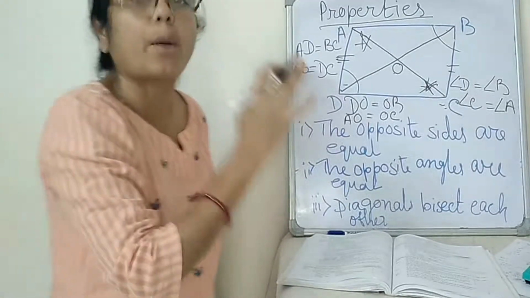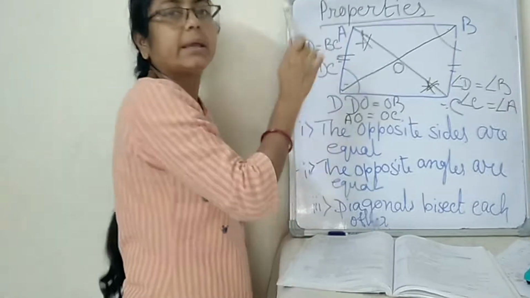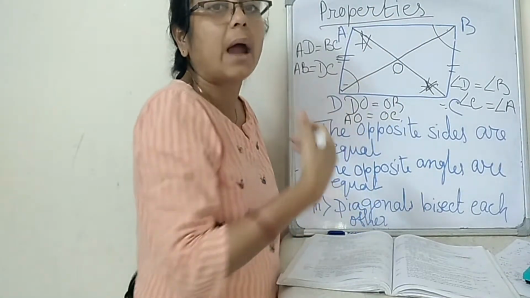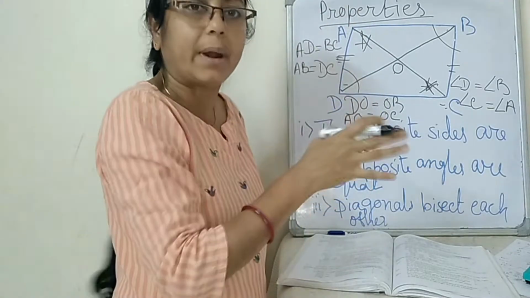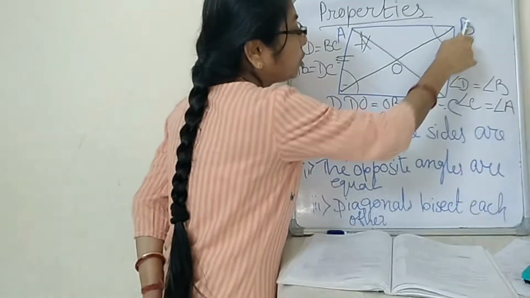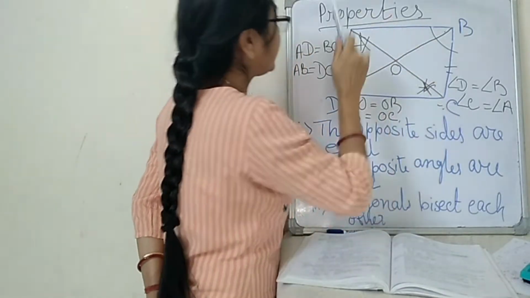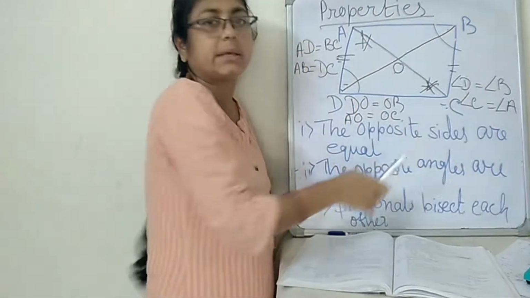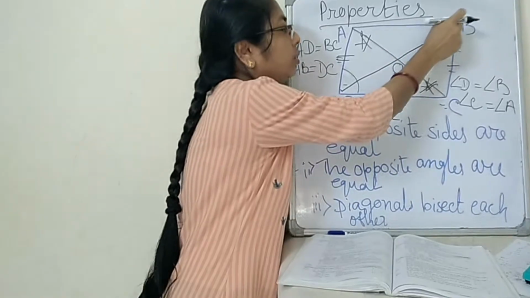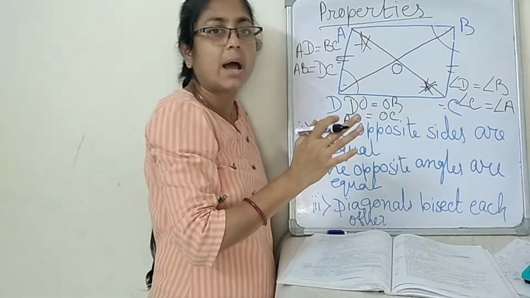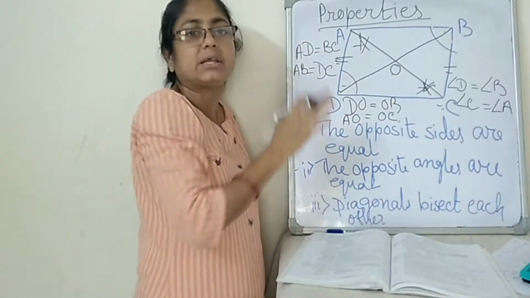I repeat all the properties one more time. ABCD is a parallelogram. According to the parallelogram, what you know is that the opposite sides are equal and parallel. Now I tell the properties. AD, this side, equal to BC. This side, it is equal. And AB, this side, equal to DC. It is equal. This is the first point.